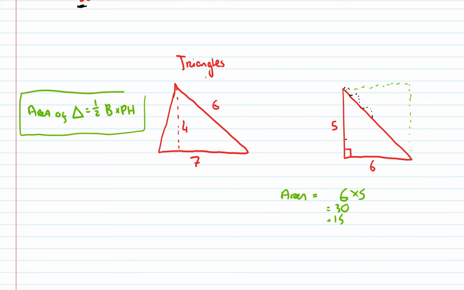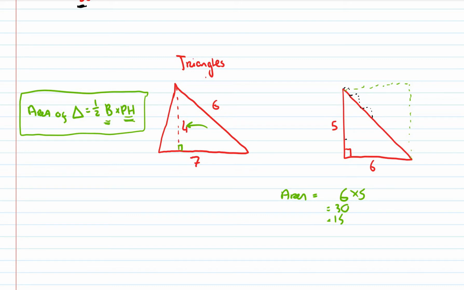Here is our formula for it. The area of a triangle is half the base by the perpendicular height. The base is here, the bottom, and the perpendicular height is always the height straight up from the bottom that makes a 90-degree angle with the base. So in this case, the 6, we don't use it at all because that's the slant height.